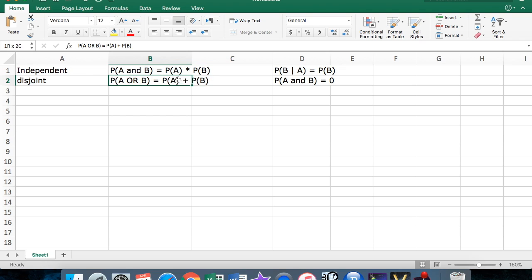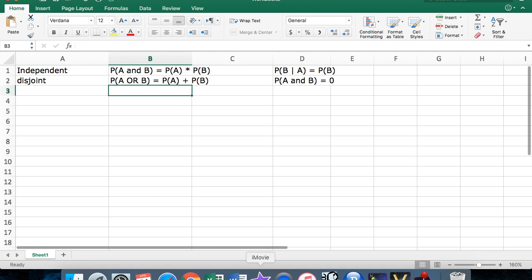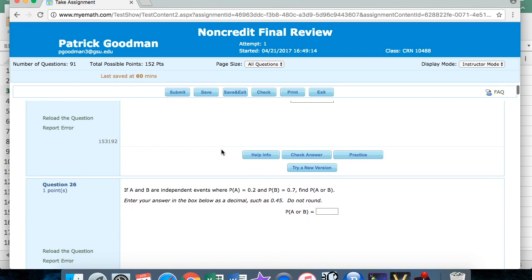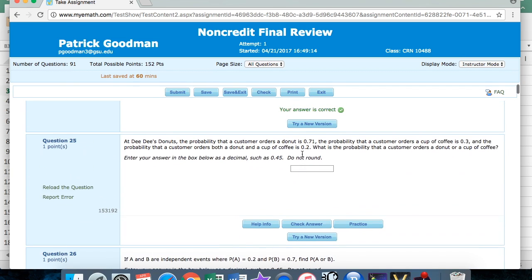It's not this. If you have independence, it does not mean that there is no intersection. It means the intersection is found through this product. So you have to do this, then do this next part. I think there's that problem actually right here. We'll do it in just a second.